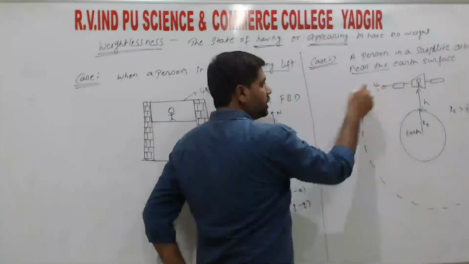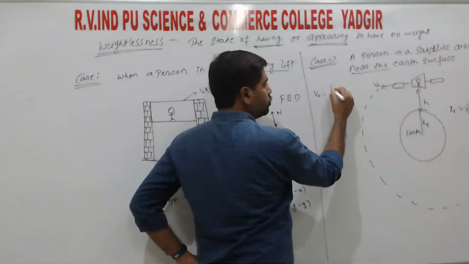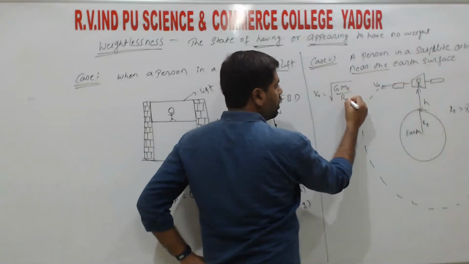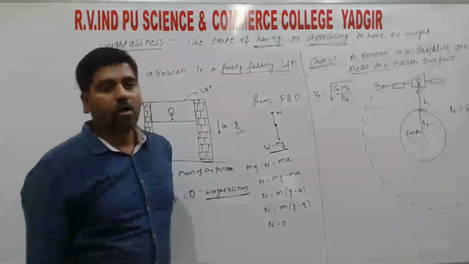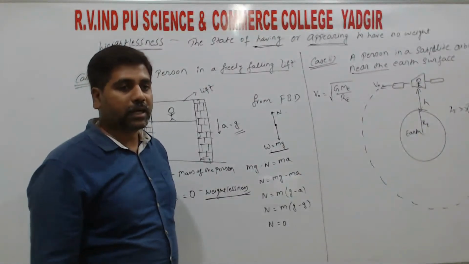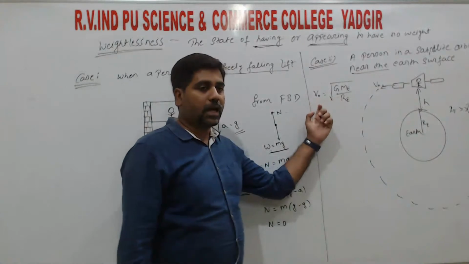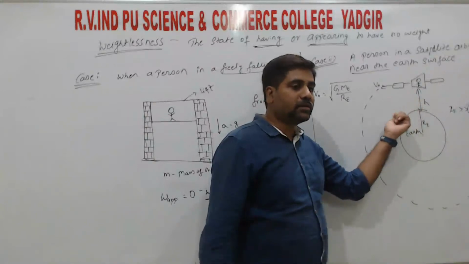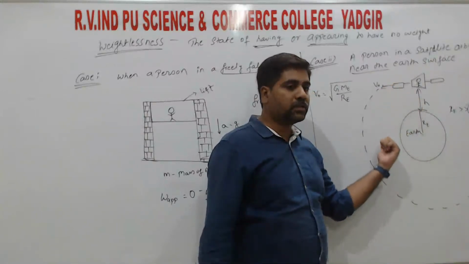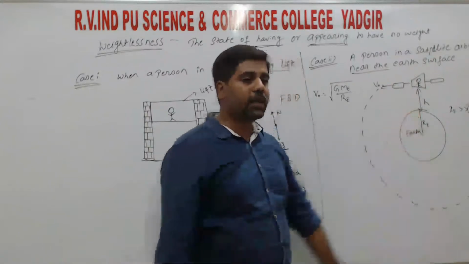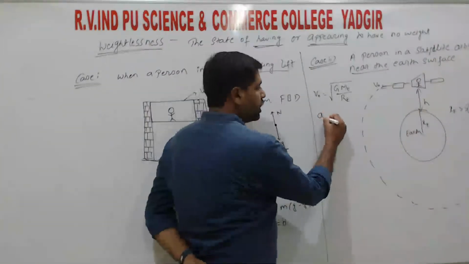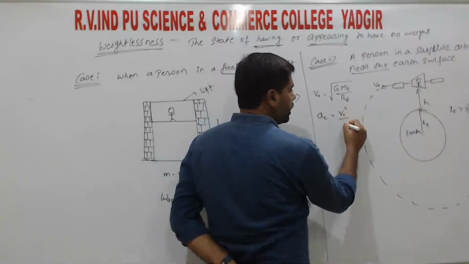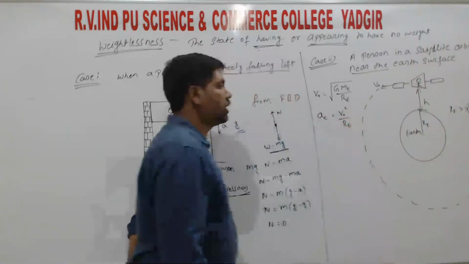So from this relation, VO is equal to the square root of GME divided by RE, right? That is the orbital speed of a satellite, which we derived in our last class. The object is moving in a circular path, so it experiences the centripetal force, and hence it has centripetal acceleration, right? So the centripetal acceleration AC is equal to VO square divided by RE, right?